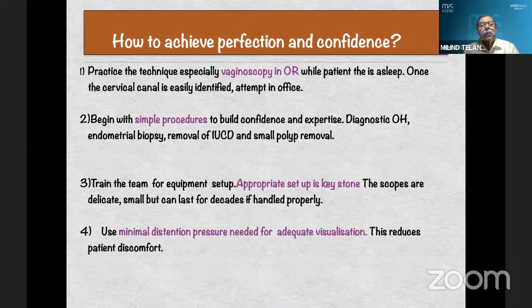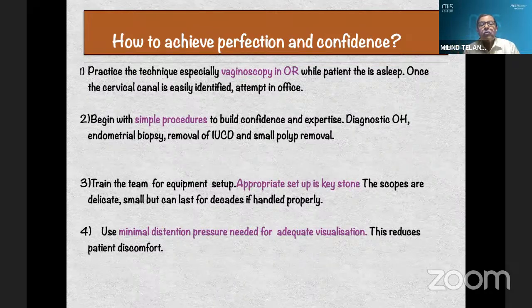How to achieve perfection? Practice vaginoscopy in the OR first when the patient is asleep. Once you are very familiar with entering the cervical canal, then you can go ahead and start doing it under sedation, maybe. And once you're confident under sedation, when you can speak with the patient comfortably while she's awake, you then go on and start removing small pieces, like taking a biopsy, removing an IUCD, small polyps, and then train your team. This is very important.